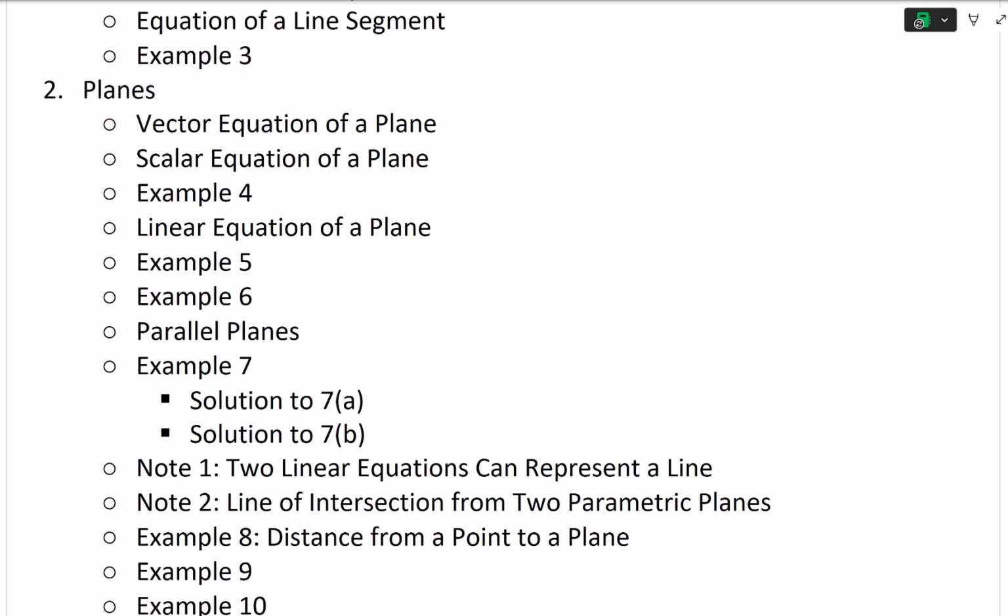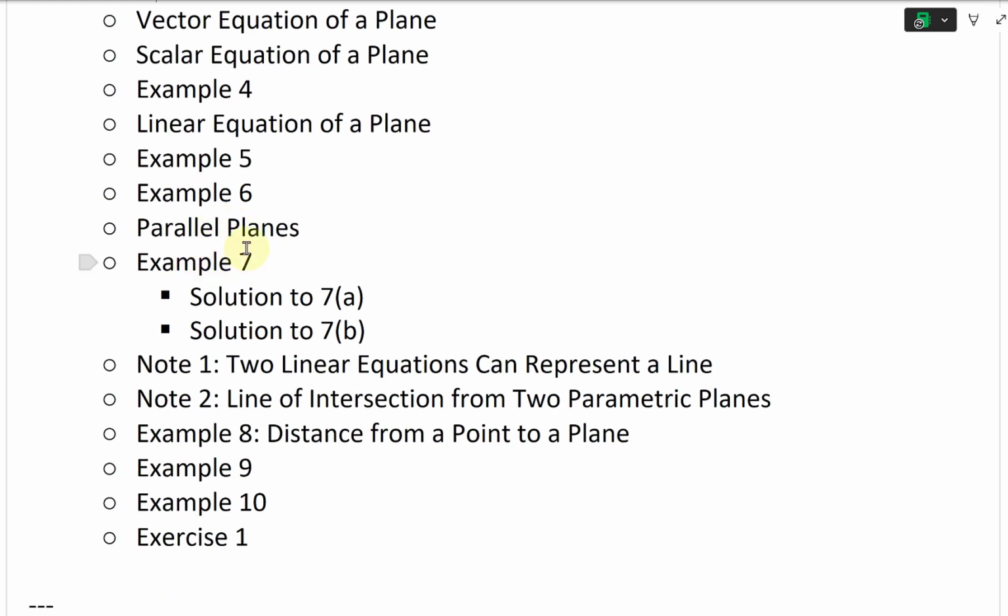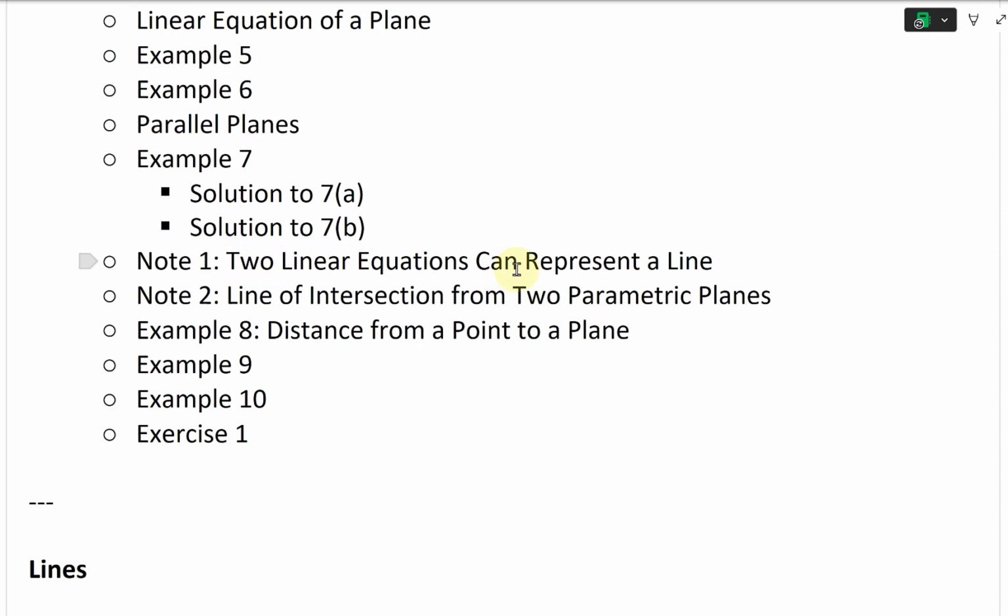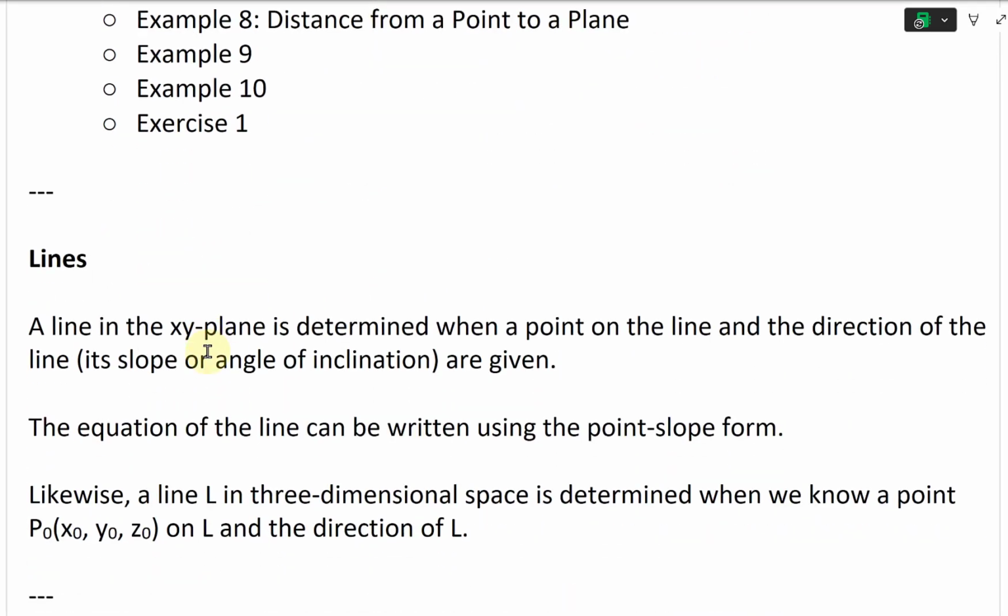So now we're going to look at planes in this second part, and we're going to look at the vector equation of a plane, the scalar equation of a plane, and then example 4, then look at the linear equation of a plane, then example 5, example 6, parallel planes, and then we're going to go over example 7 and solutions to them. Parts A and B of solution 7, and then look at note 1, two linear equations can represent a line, and note 2, line of intersection from two parametric planes, and then example 8, distance from a point to a plane, and then example 9, example 10, and exercise 1. Yes, fascinating stuff.